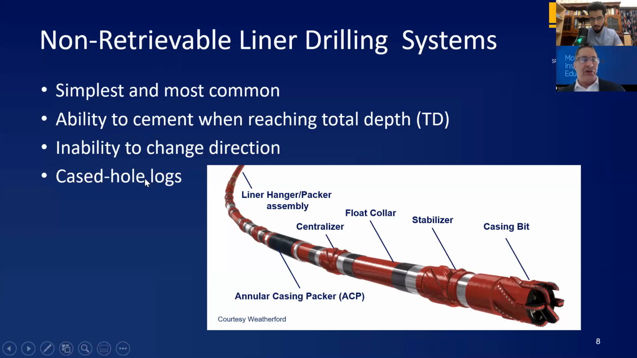Another thing is you're limited to cased hole logs. You really can't run open hole logs through here because nothing's coming out of the hole. There are some systems that you could pick up, drill out your casing bit, and then run logging tools through here, but that really defeats the purpose of liner drilling and the problem you're trying to solve. Like I said, you want to keep every foot. So if you have to pick up this bit to log, then you could potentially lose that hole you've already made.